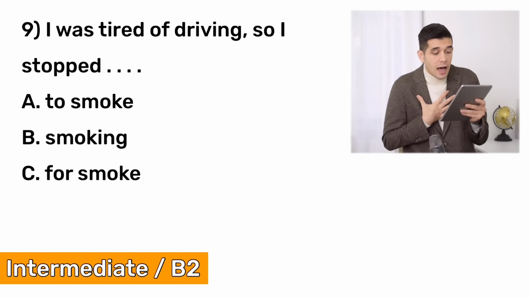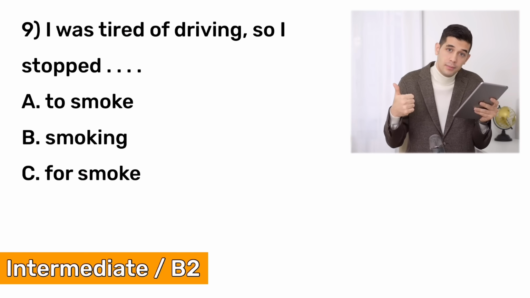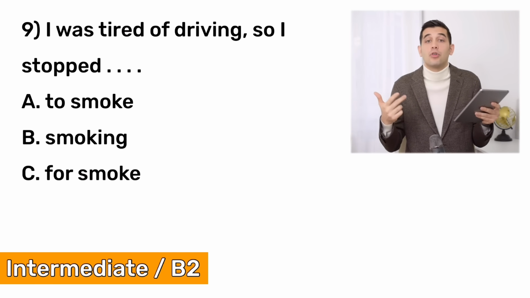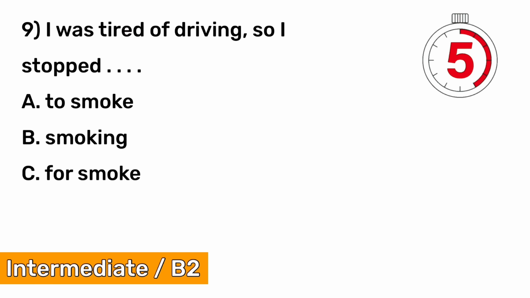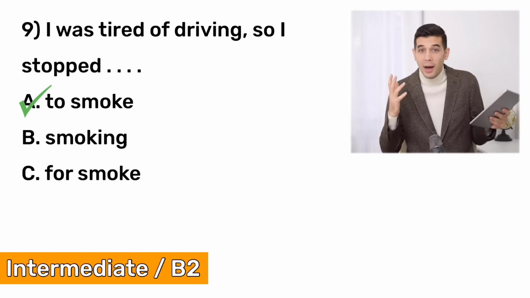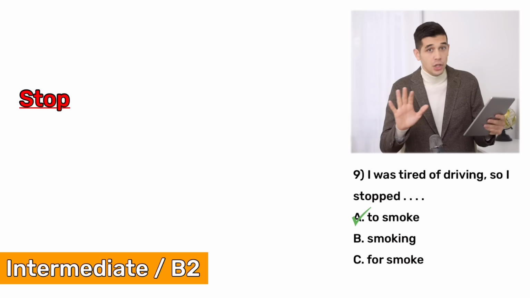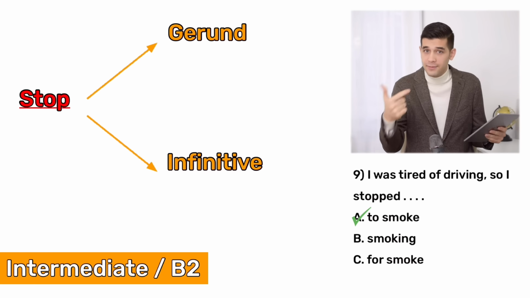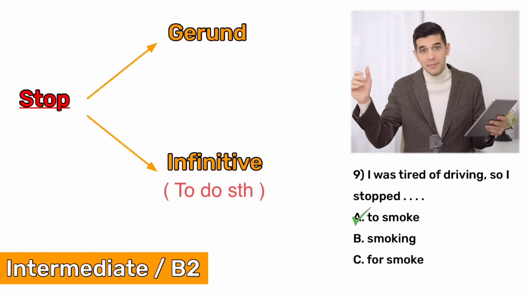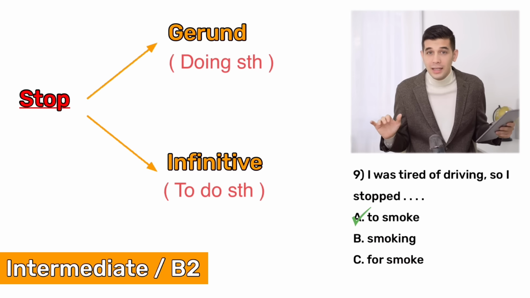I was tired of driving, so I stopped to smoke. Smoking for smoke. I stopped to smoke. But why? This is very interesting. After the verb stop, you can use both gerund or infinitive. Stop to do something, stop doing something. But be careful, the meaning is totally different.